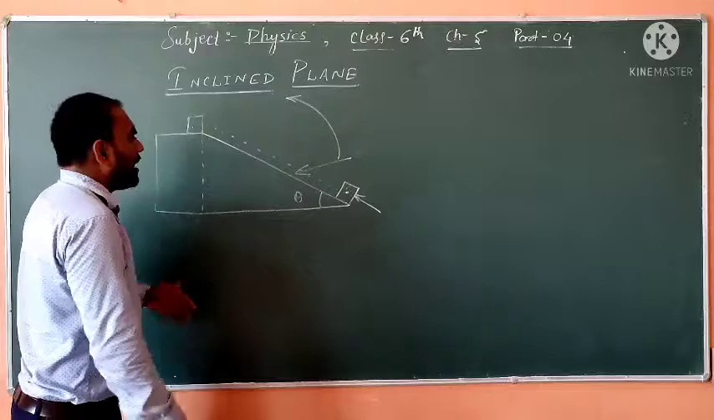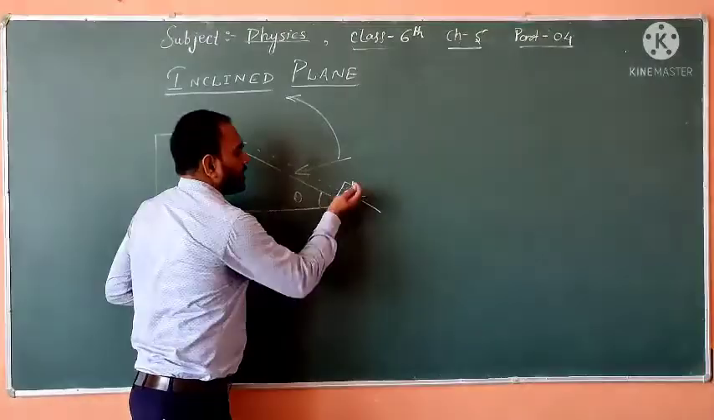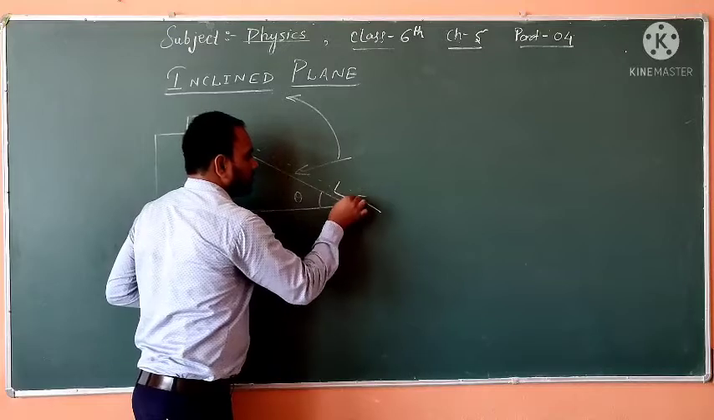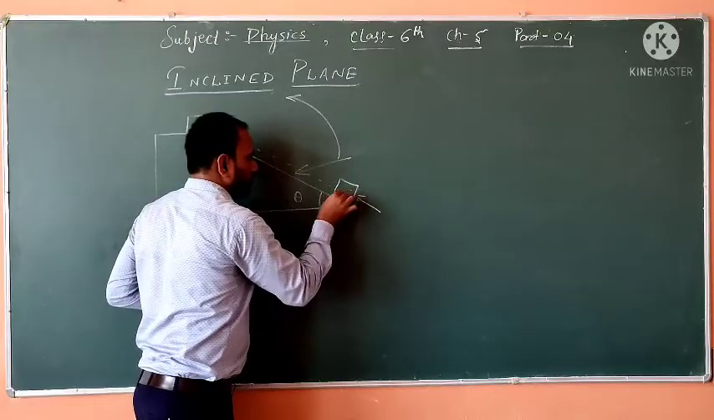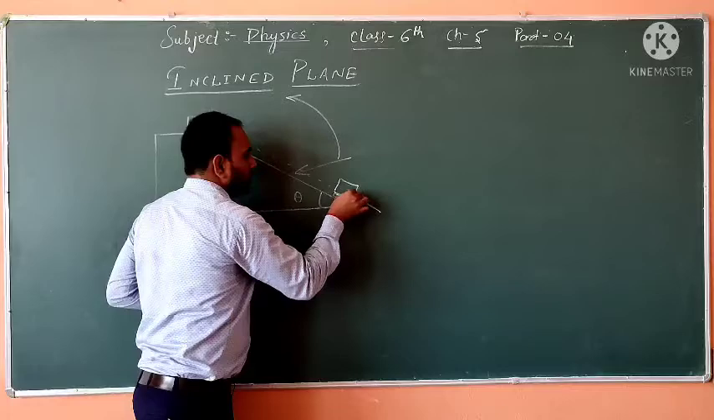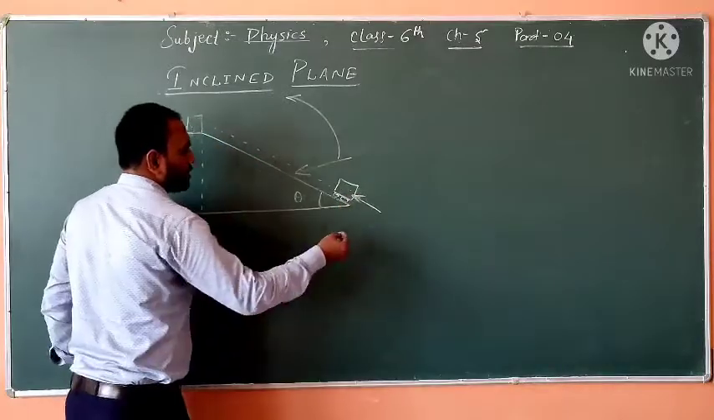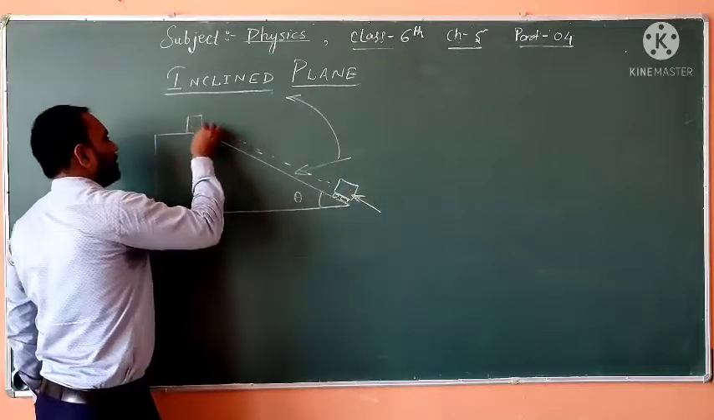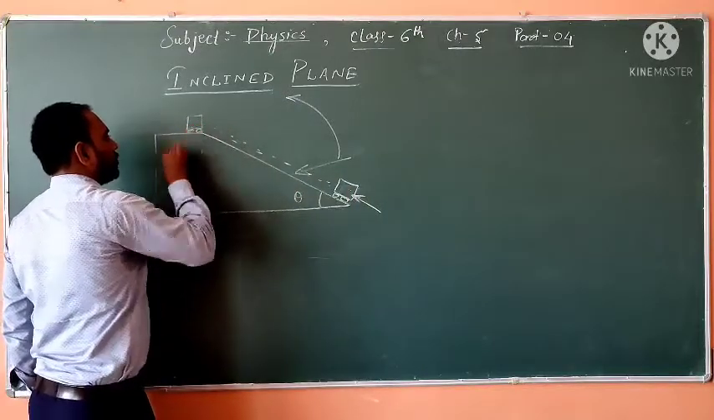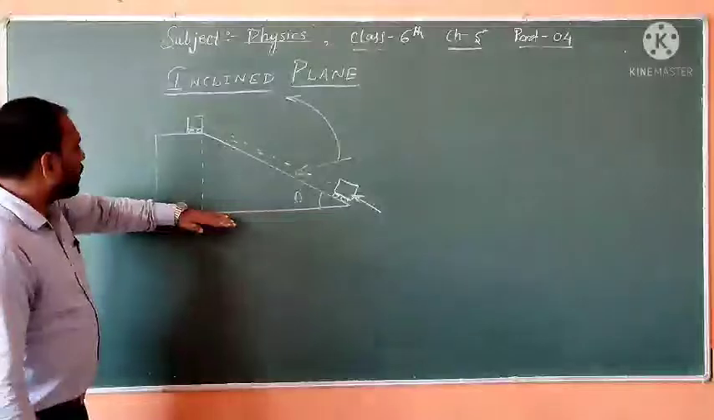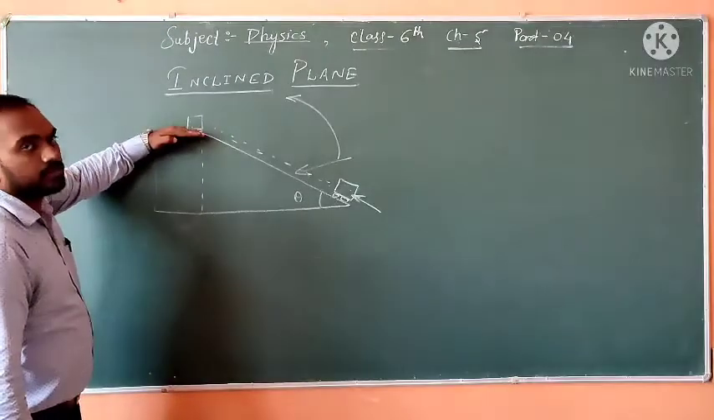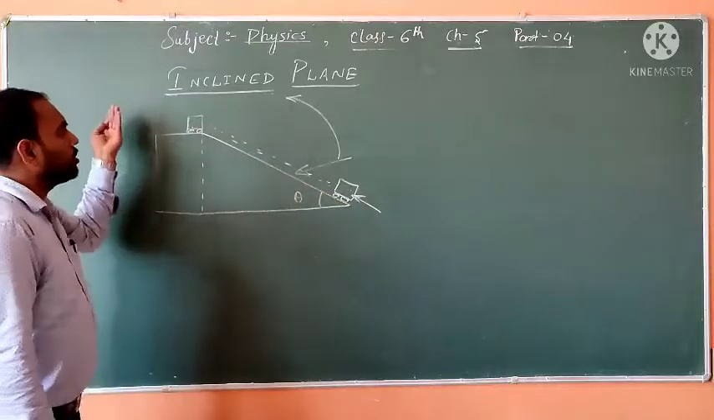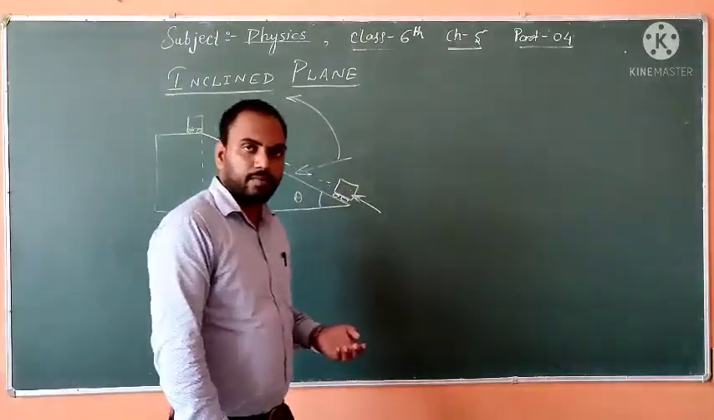And if this object has a wheel, just put a wheel below the object and push it. It will roll and reach this point, moving to a higher place. Otherwise, you have to lower it down or lift it up.